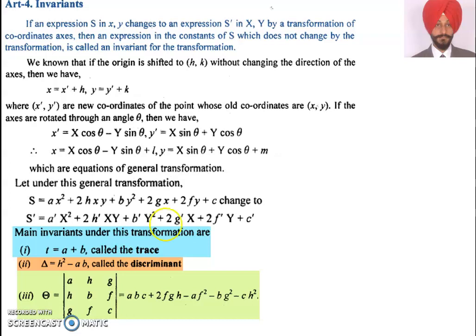So students, these three are the main invariants we want to discuss. The first invariant is T, the second invariant is delta, and the third invariant is capital theta. In this topic, we see whether the trace is invariant, whether delta is invariant, whether theta is invariant or not.